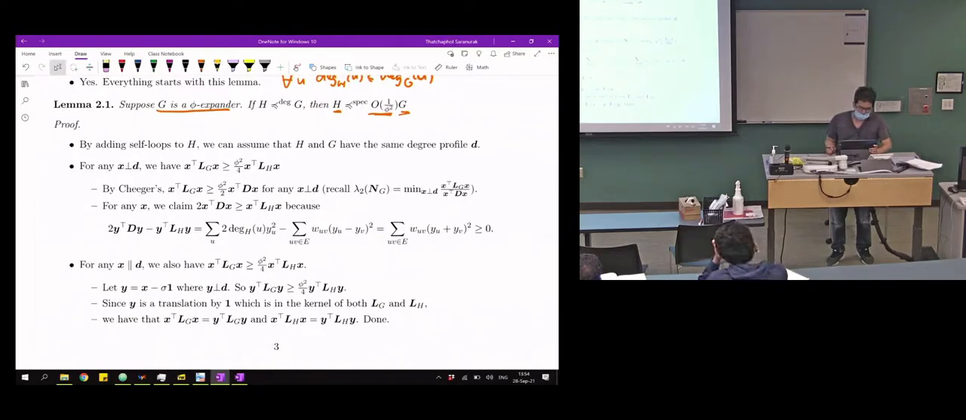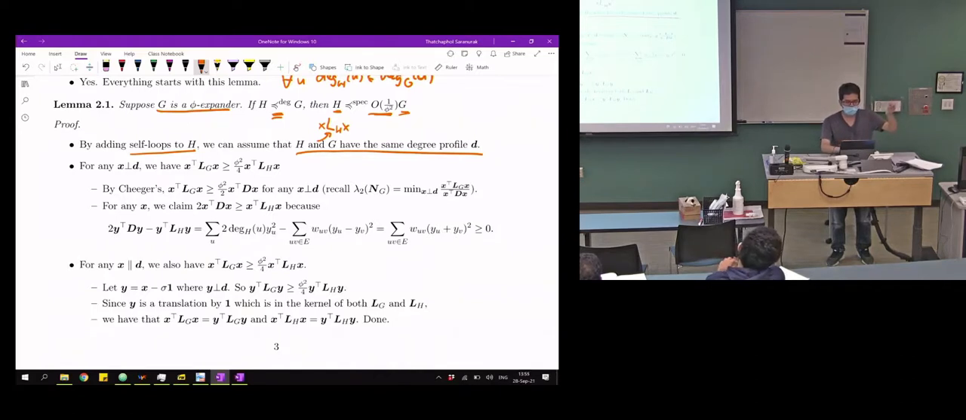Well, we can first assume that H and G have the same degree profile. And that's not hard because we can just always add self loops to H, so that now they are equal. And why is it fine to add self loops? Because when you add a self loop, the Laplacian doesn't change at all. So it's fine. Okay, so now assume that they have the same degree profile.